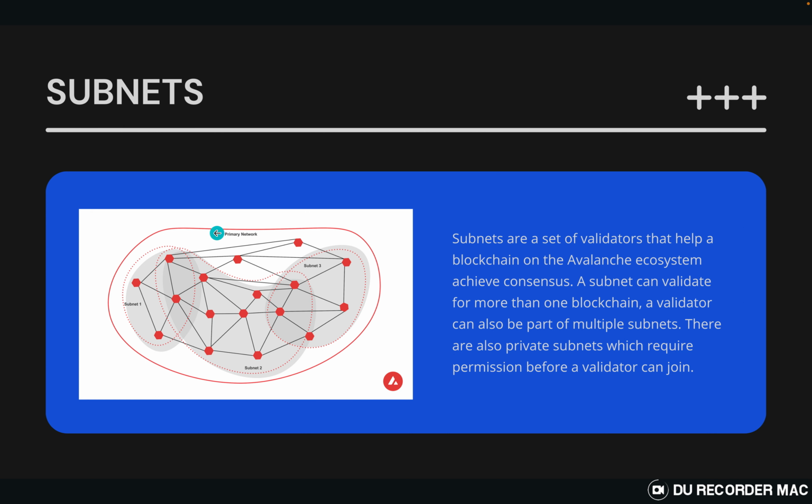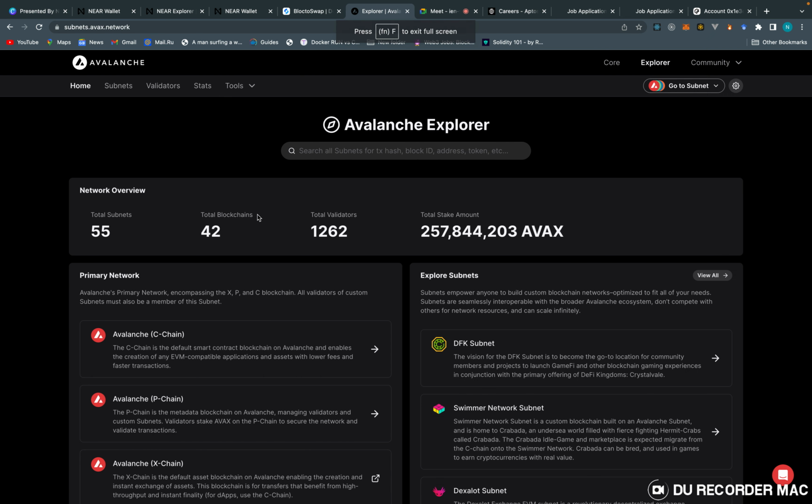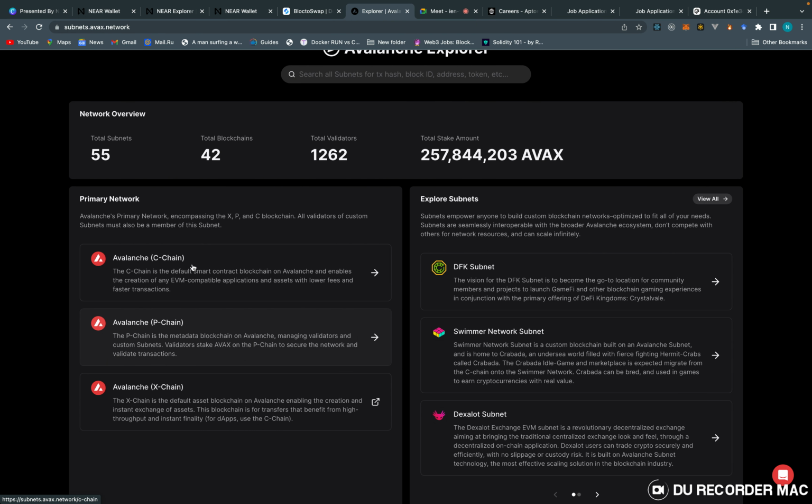So this primary network is supported by all the subnets here, but only subnet 1 helps to achieve consensus for a particular network. Same goes for subnet 2 and same goes for subnet 3. So if you come here for instance, where is this Avalanche link? Okay, so this is Avalanche and this is the primary network. The primary network is made up of the Avalanche C chain, Avalanche P chain, and Avalanche X chain, and these were created by the Avalanche developers.